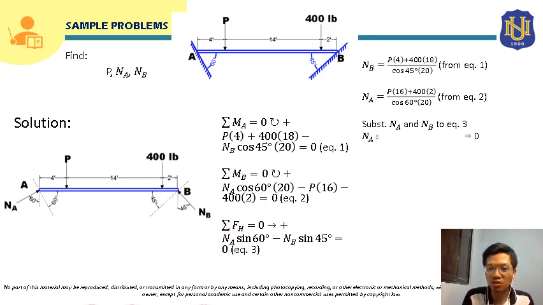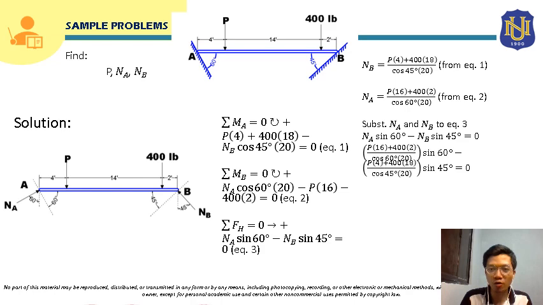Okay, so we just substitute them. For NA, this is P times 16 plus 400 times 2 over cosine 60 degrees times 20. This is from this equation, no? So don't forget this sine 60 here. We still have sine 60 here, minus NB. Our NB is P times 4 plus 400 times 18 over cosine 45 degrees times 20.